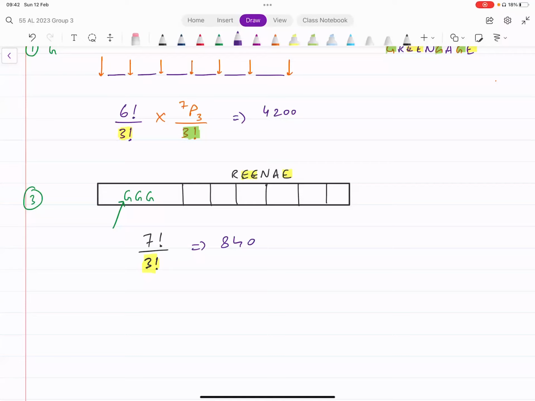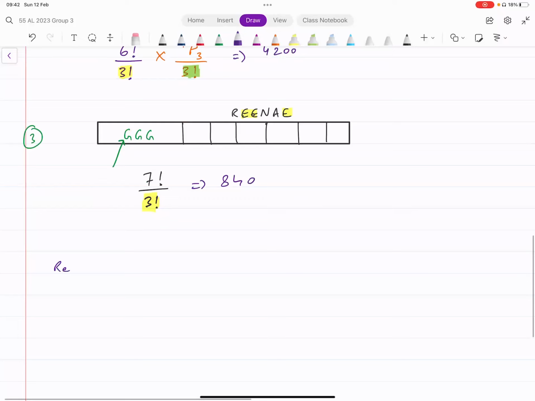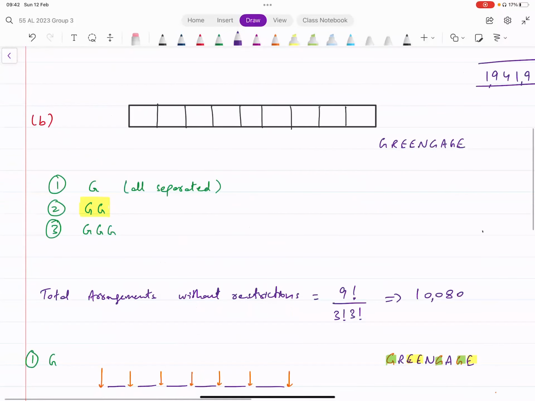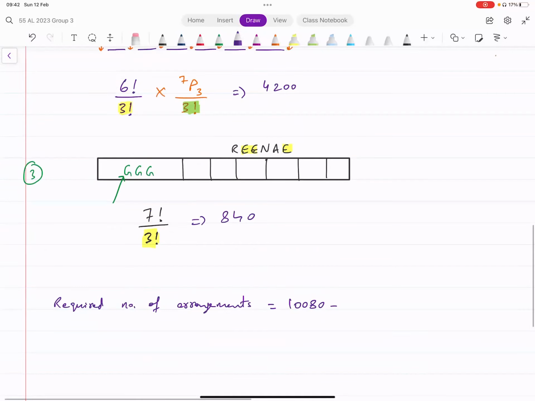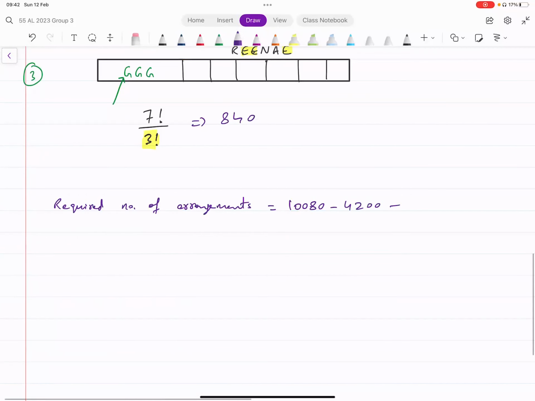टोटल में से ये दोनों केसेस माइनस कर देंगे, ठीक है? So the required number of arrangements, they are going to be 10,080 minus 4,200 and 840. What do we get from this? 5040. 5,040. So that's the number of arrangements that we have in this case.